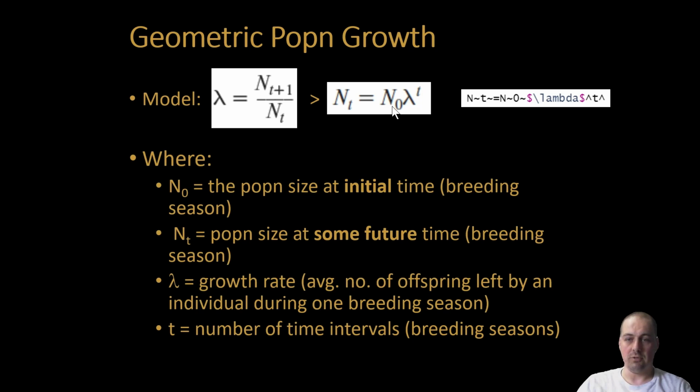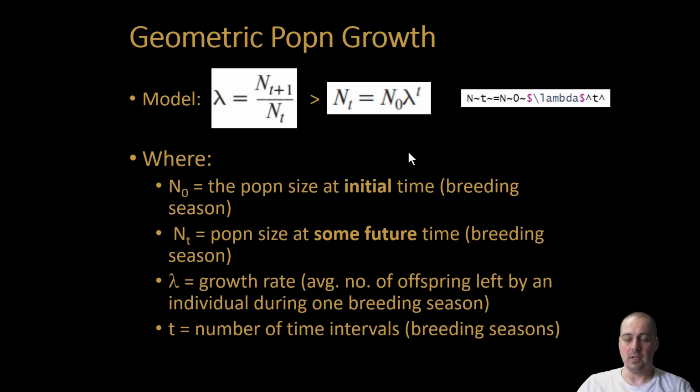And so in terms of the variables, N0 is going to be pretty much the same as Nt over here. It's your population size at an initial time or your initial breeding season. Nt ends up being slightly different. So Nt is not the next season. It could actually be any future breeding season or some future point in time. Lambda is the same. It's your growth rate. And t is the number of time intervals or breeding seasons in between. So now you can calculate the growth rate over a number of different generations.